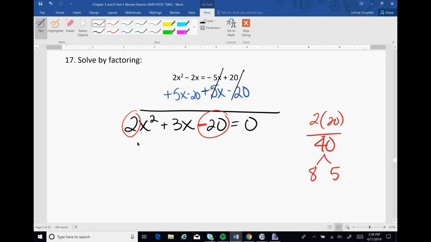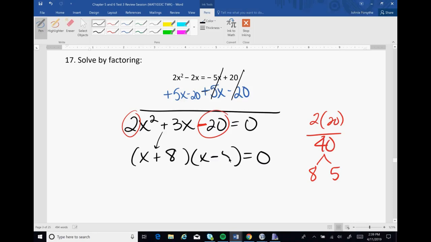Now let's set up our factors first. The way that I'm doing this, I'm going to start off by setting it up like this. And I'm going to drop the first sign and then multiply these two signs together to give me the next one. So now I have my two factors, 8 and 5. 8 times 5 is 40, which I got from 2 times 20. And then the difference between 8 and 5 is 3. So I want to always put the bigger factor first.